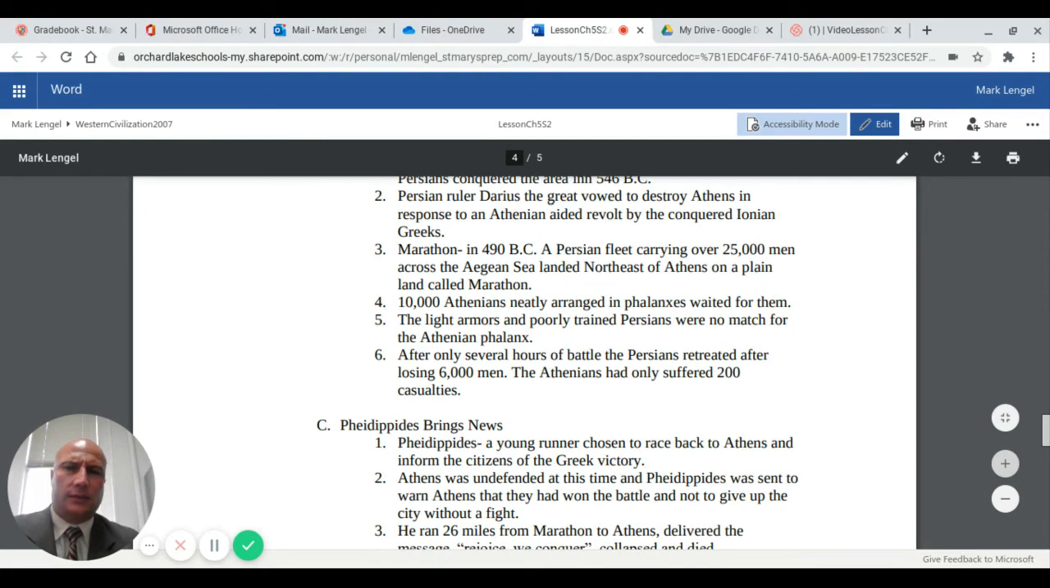Marathon is a small village outside of Athens. In 490 BC, the Persians brought over about 25,000 men and invaded the outside regions of Athens. The Athenians had arranged themselves ready for battle in 10,000 neatly arranged soldiers specializing in phalanx formation.